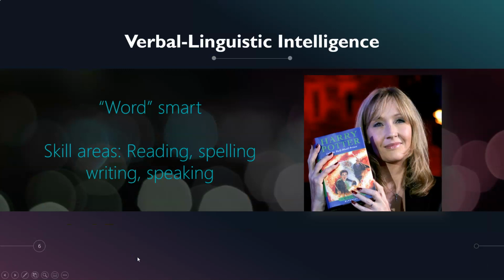Okay, let's look at our first type of intelligence. It is specifically called verbal linguistic intelligence. And you can say that these people are word smart. You can say it's language smart. So obviously they communicate well through language. So they like to read, spell, write, speak. They're good at telling stories or jokes.